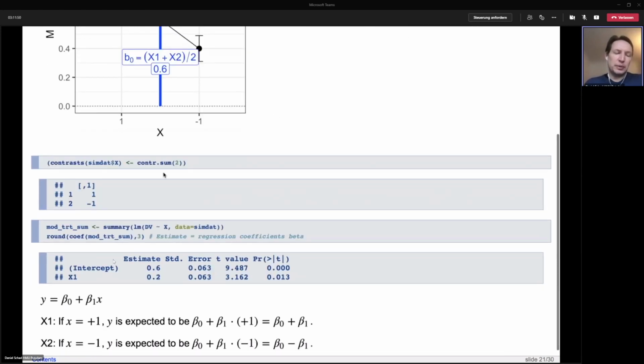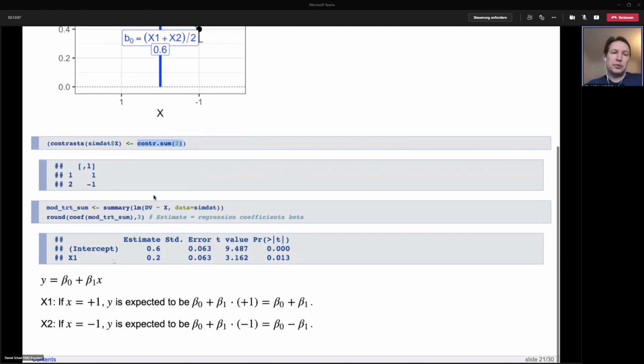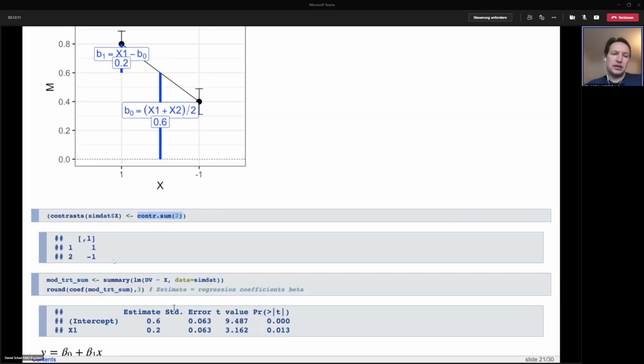So how do we specify that in R? A sum contrast can be obtained by the function contr.sum, brackets 2. Then the contrast matrix we obtain looks like that. Condition x1 has a 1, condition x2 has a -1. If we run that in our linear model, we get the estimates that we have plotted up here. We get a 0.6 for the intercept and 0.2 for the slope.